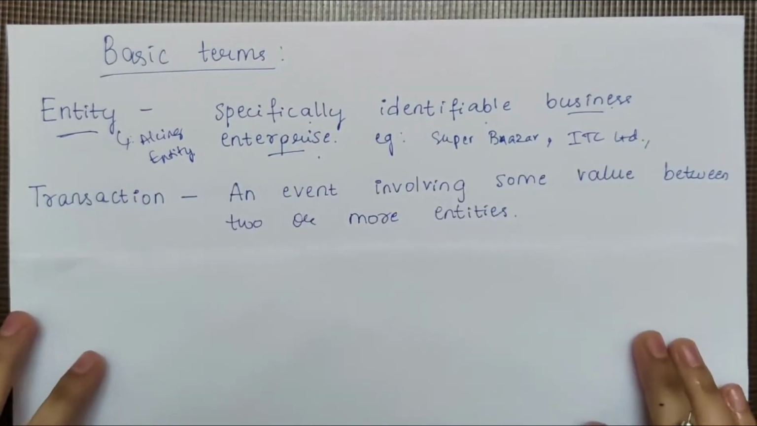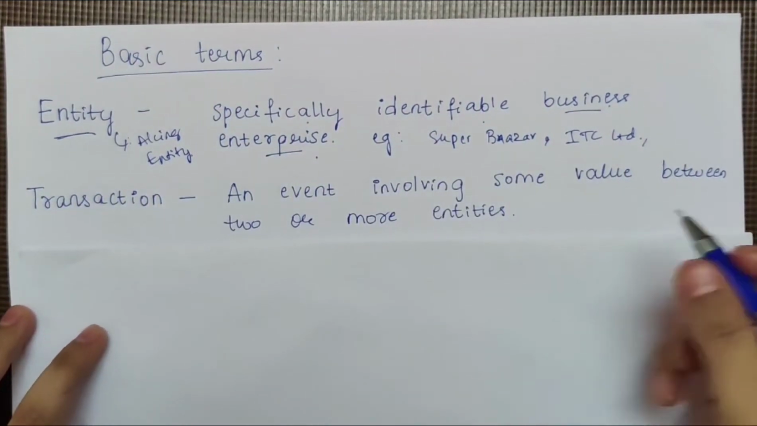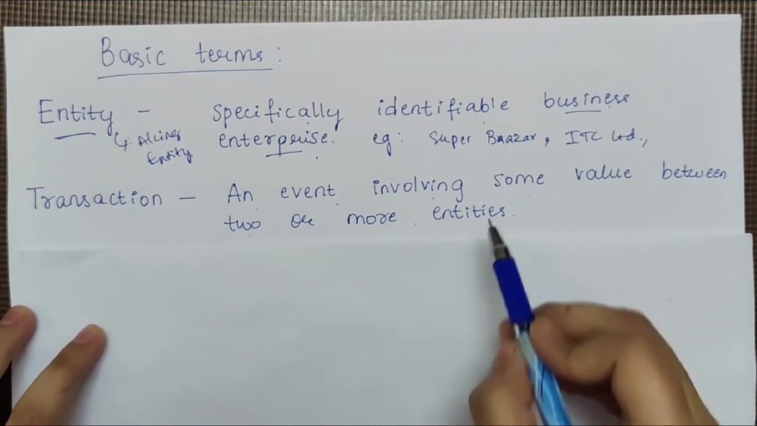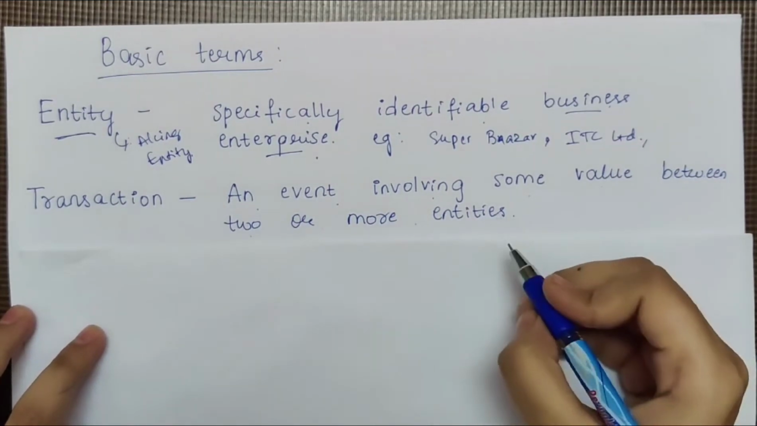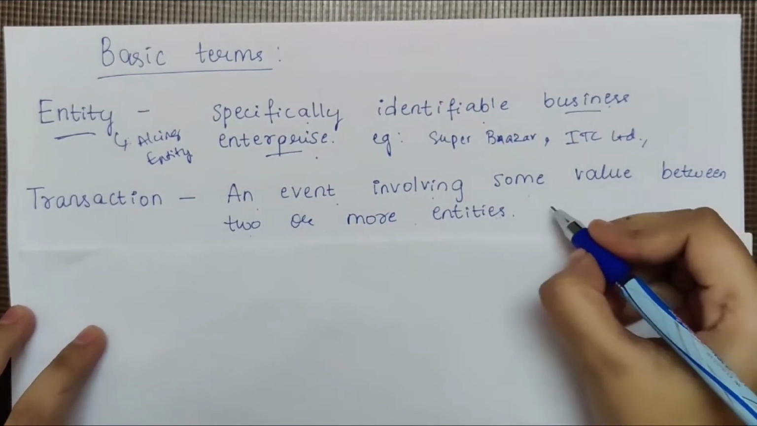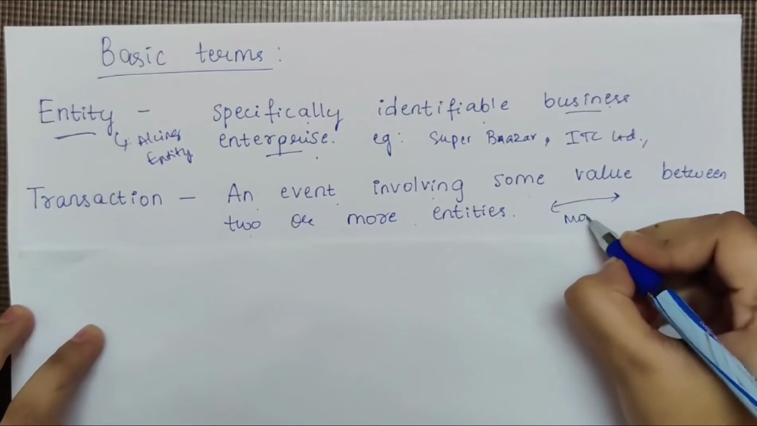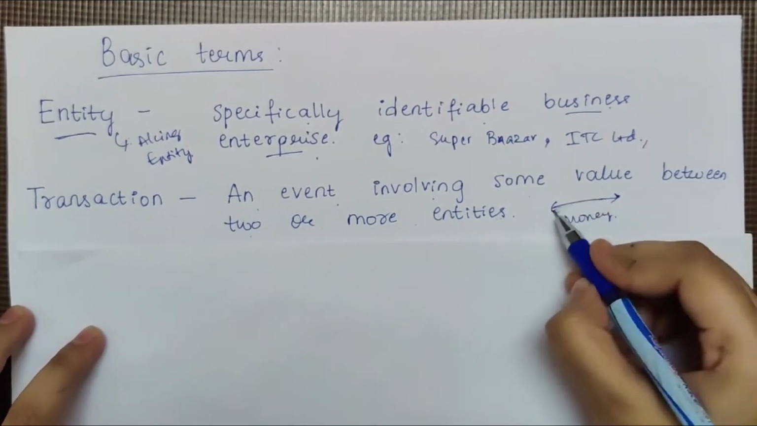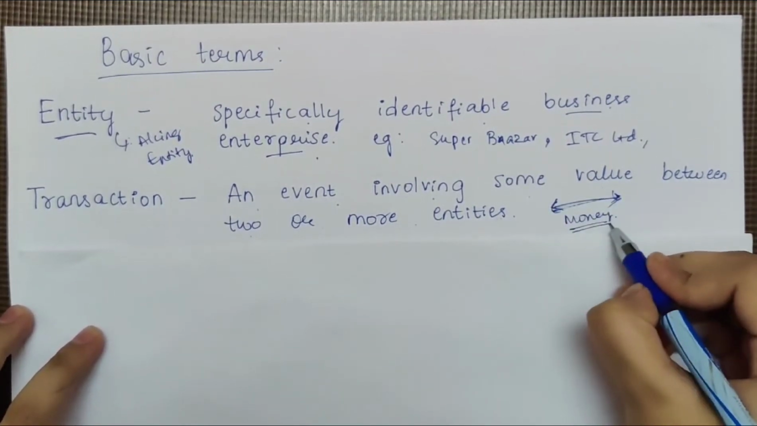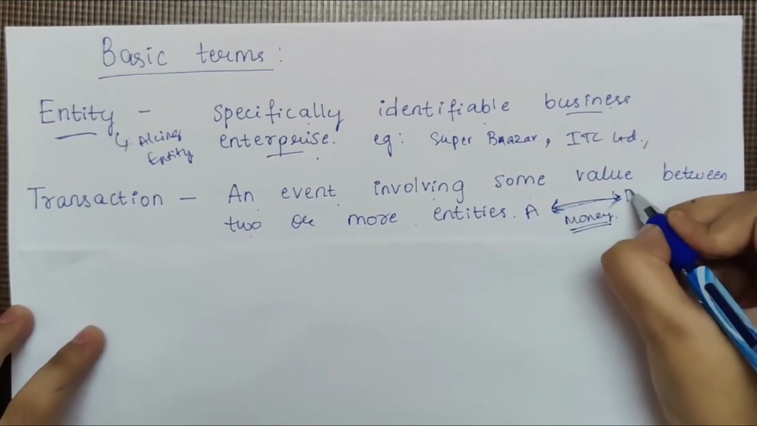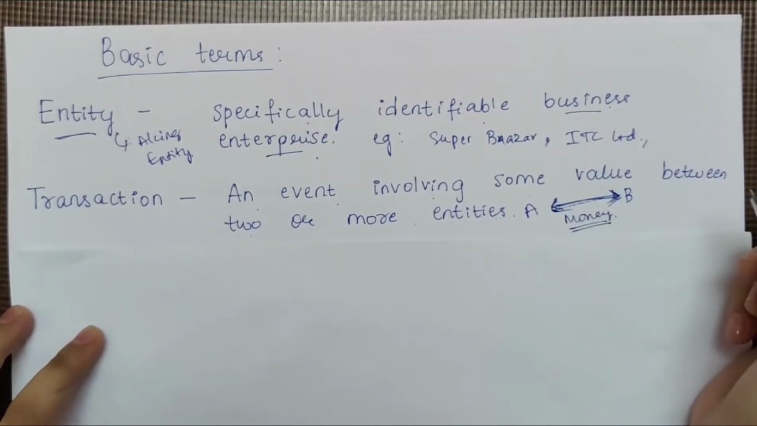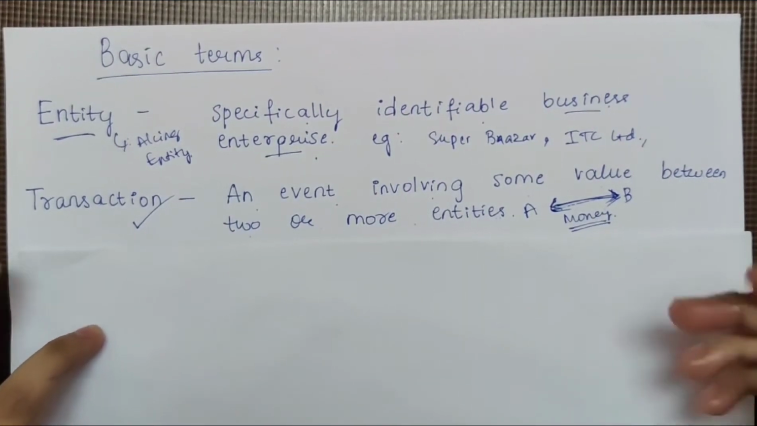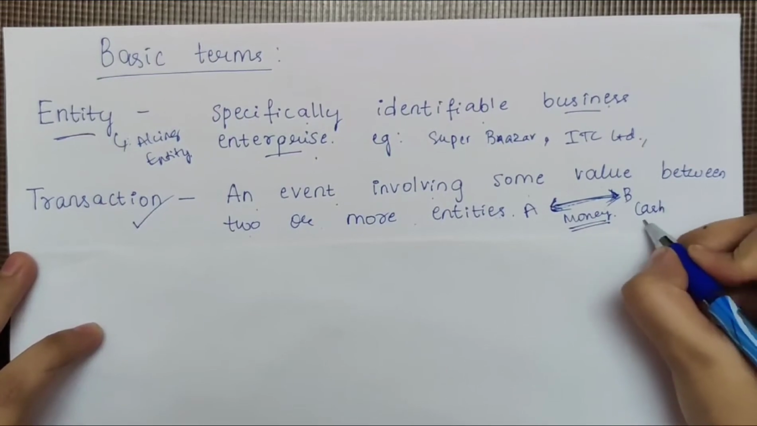Okay, so the next one is transaction. So what do you mean by transaction? Transaction means an event involving some value between two or more entities. We have discussed in earlier parts the economic event. So there will be a transaction of money. Transaction means exchange of value. It is of course money between, this is A entity, this is B entity. So exchange of money between those two entities will be known as a transaction, which will go to the books of account. The transaction may be in cash or credit.